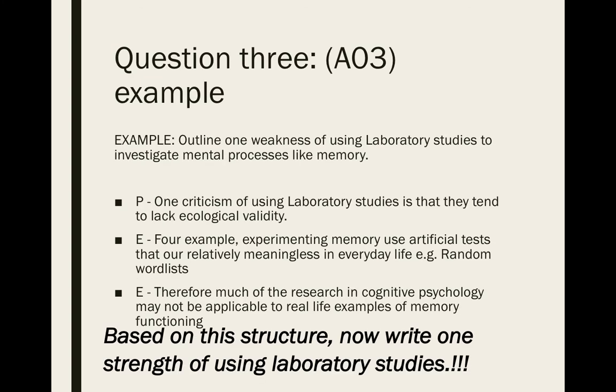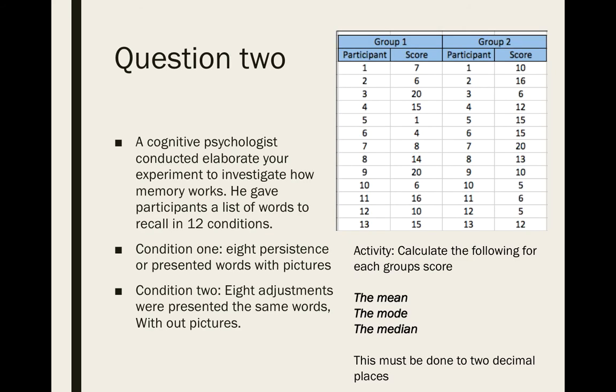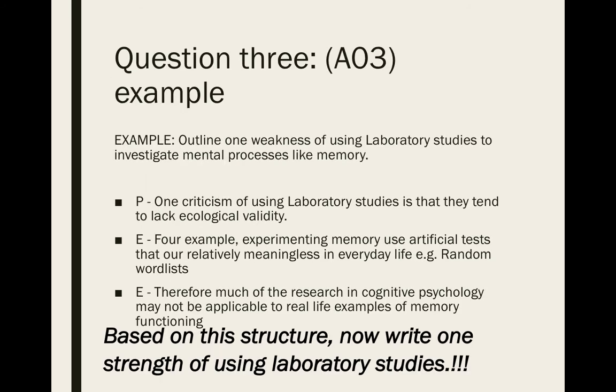So these two are question 2 part 1, question 2 part 2. Here is question 3. I've given you an example of a PEE, and then what you need to do is create one of your own that is critical. So, that is a strength. So one weakness is laboratory studies, this is because, and here's why it matters. I want you to copy the structure, but give me a strength. 50 to 80 words, please.